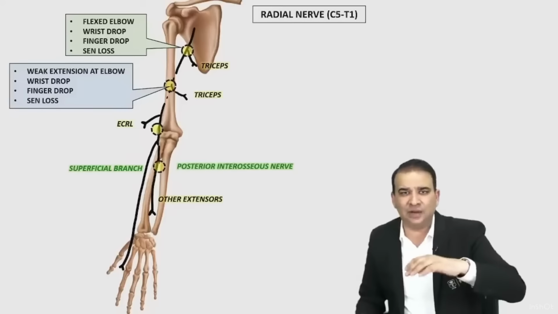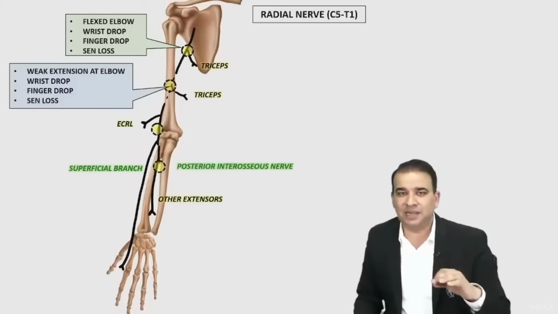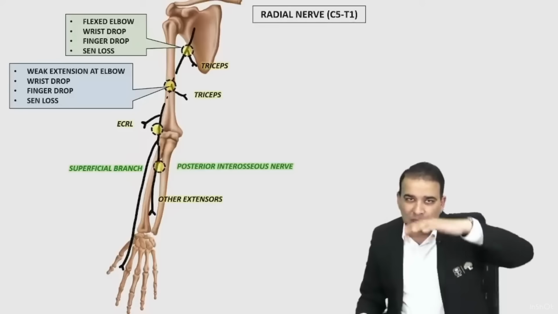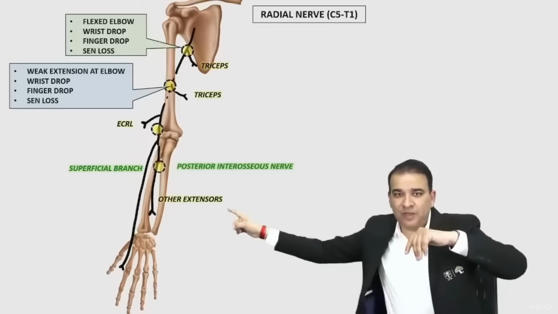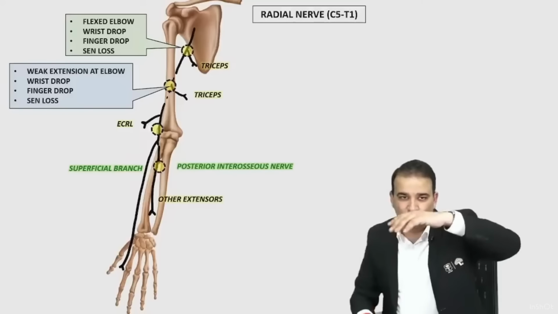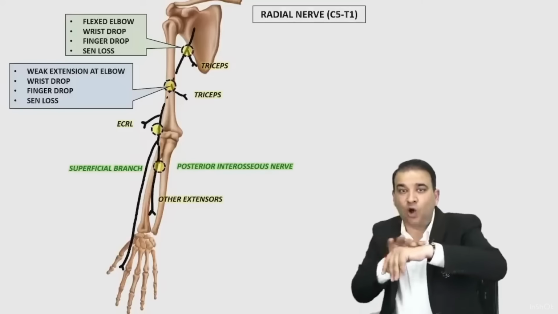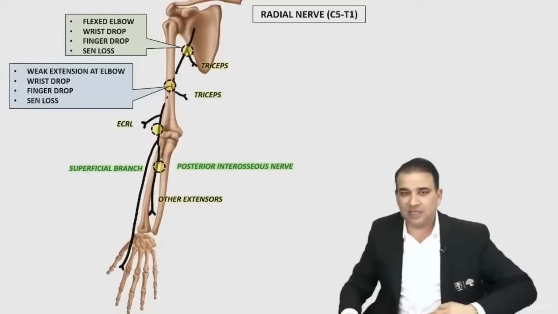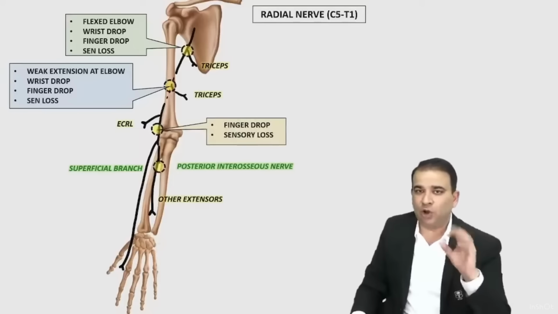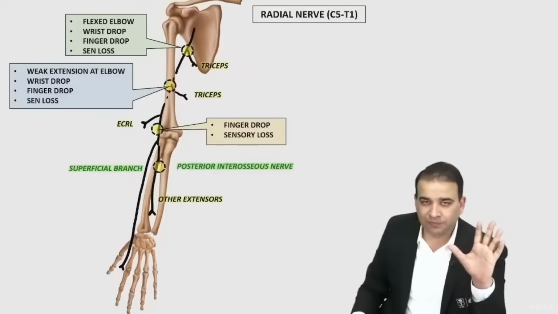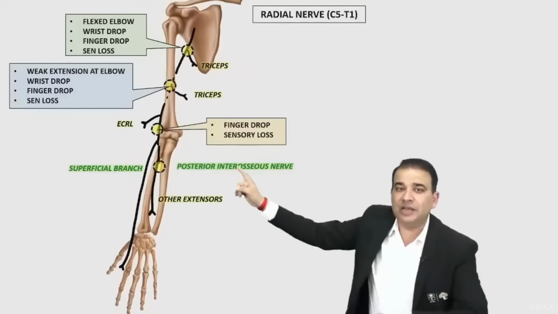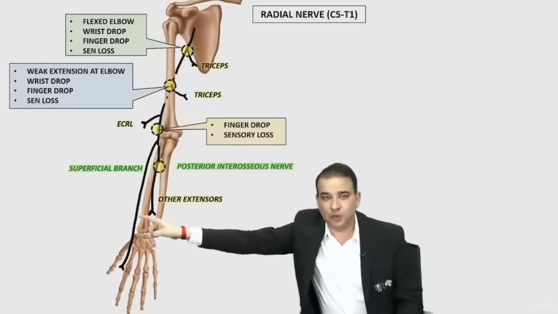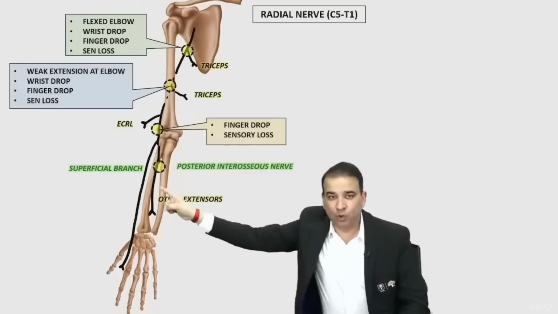There definitely will be weakness in the wrist extension, but there is no wrist drop in this case, and the rest is the same. So no wrist drop, but finger drop is there because finger extensors are still affected here. No wrist drop, but finger drop is there along with the sensory loss because still the superficial branch is involved. So there will be sensory loss in this case. Finger drop and sensory loss, no wrist drop. And if the posterior interosseous nerve is injured, then there will be no sensory loss, because the sensory nerve is which one? Superficial branch. This is not a motor nerve, guys.